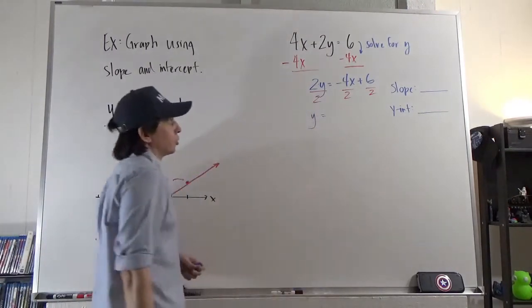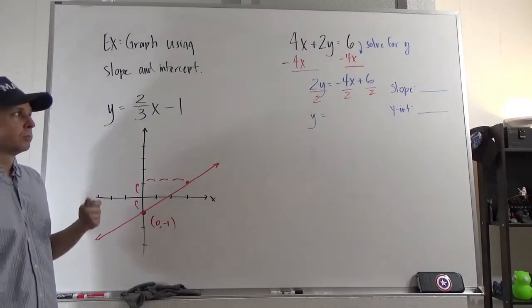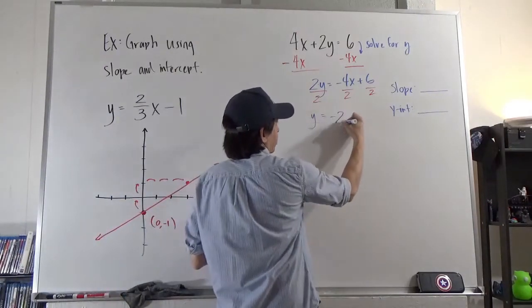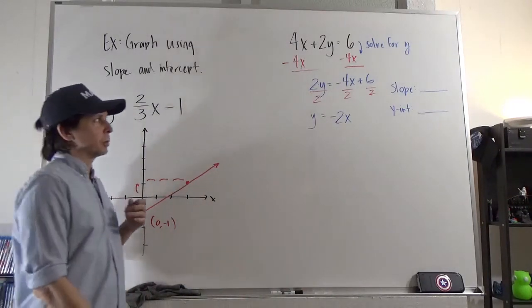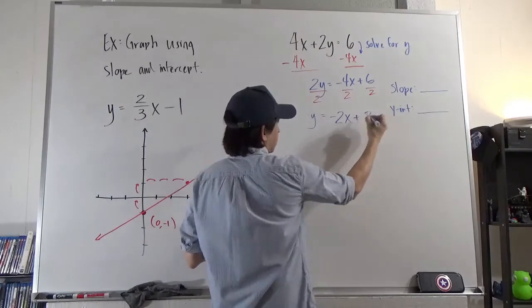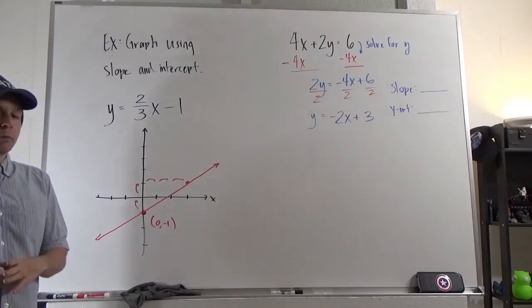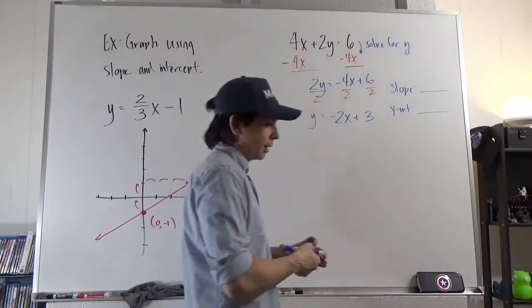I'm going to get y is equal to, reduce that negative 4 over 2, gives me negative 2 times x. Reduce that 6 over 2, watch for negatives, but that's just positive, so that's plus 3. That's your slope-intercept form of this line. You have to spend some time getting there.